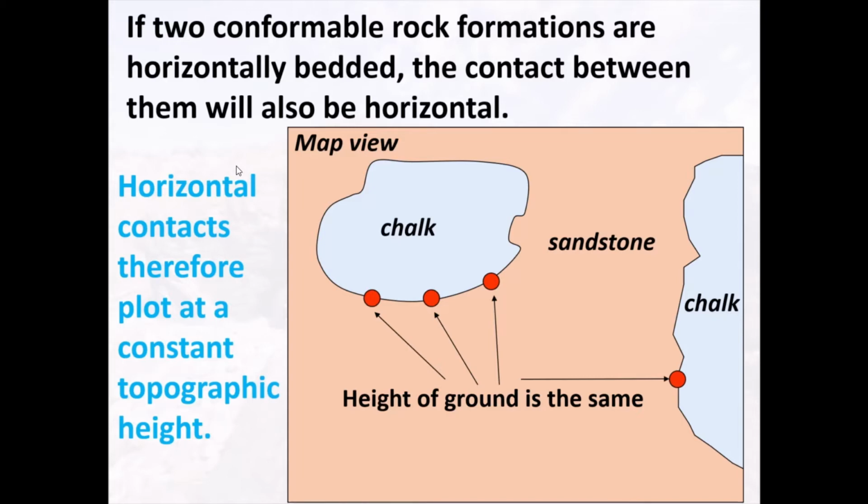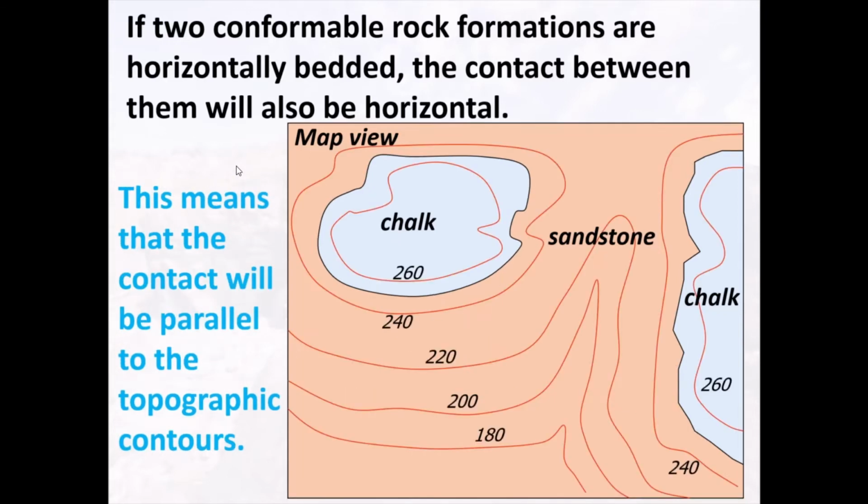Therefore, horizontally bedded rocks or horizontal contacts will be parallel to the ground contours. They'll follow them. They won't cut across them. They won't be deflected by them. The horizontally bedded rocks will have contacts on geological maps which are parallel to the ground contours.